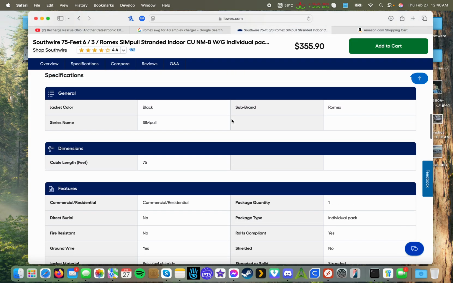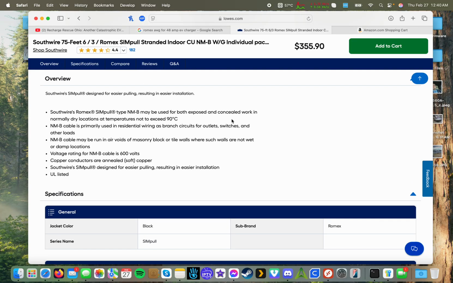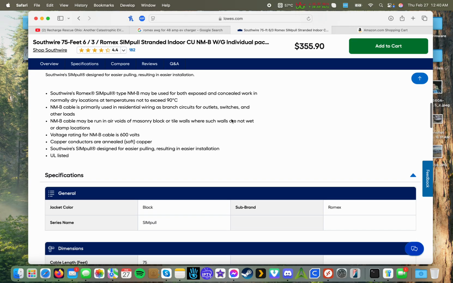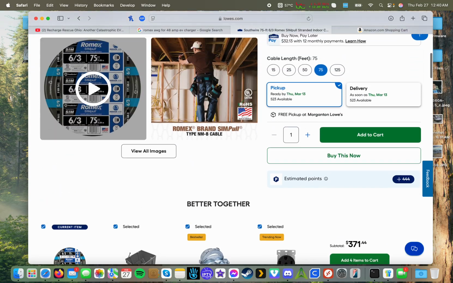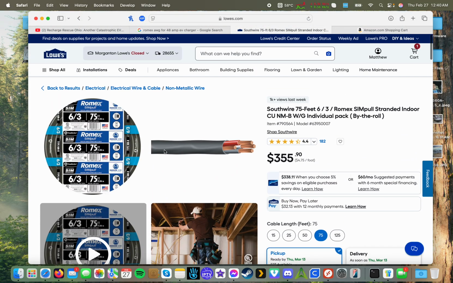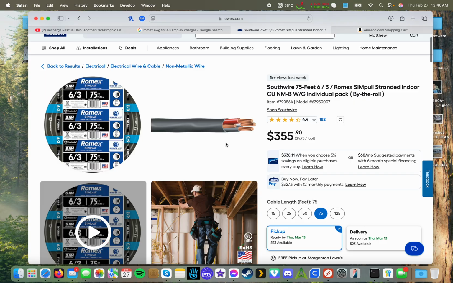As long as it's rated for 90 Celsius and it is copper, it doesn't matter. It's rated for this kind of load. And this is the exact one I bought and have been using for years. It's wrapped in this jacketed stuff. And yeah, that's exactly what it looks like.